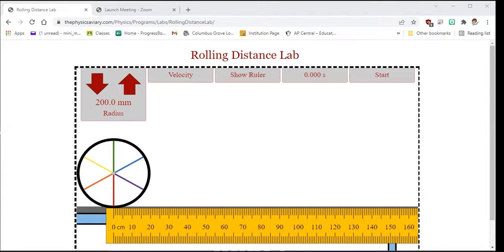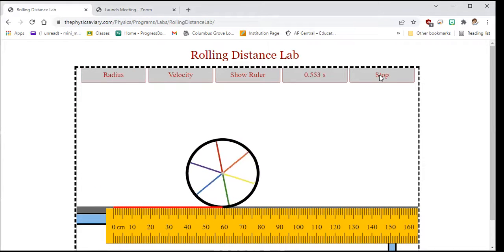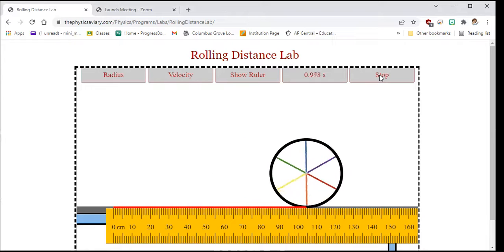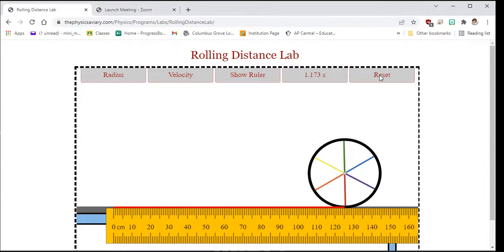So let's let this wheel go through one revolution. I'm going to go ahead and hit start. We'll see if I can stop it right when the red spoke comes back to where it started from. Okay, so here we have the red spoke. We went through one revolution, and we can see that in centimeters, we went through 125 centimeters, or 1.25 meters. And that is for a particle on the outside.